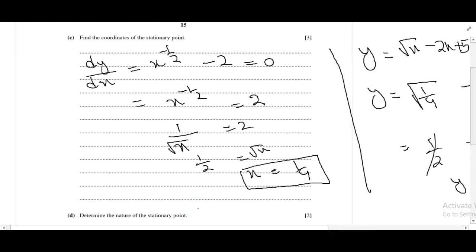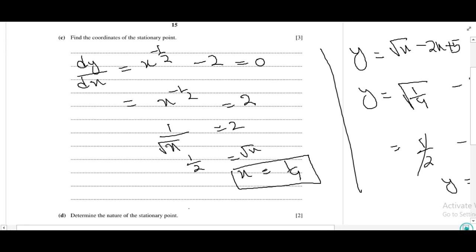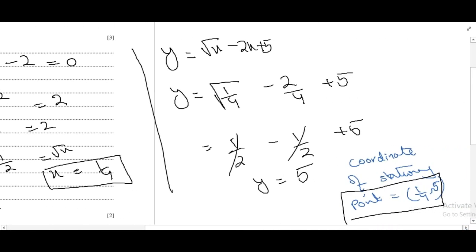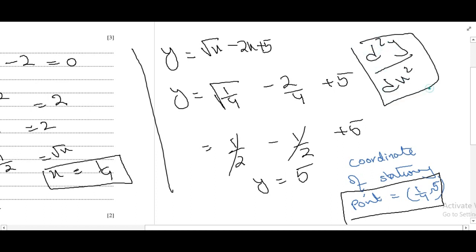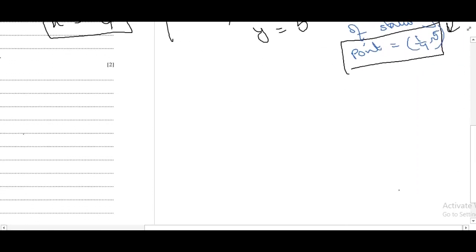Okay, in the next part, we are asked to find the nature of the stationary point. What are we going to do? First, we are going to find the second derivative, d2y/dx squared, plug the value of x into this equation and then check if it is greater than 0 or not. We have dy/dx as x to the power of negative half minus 2.